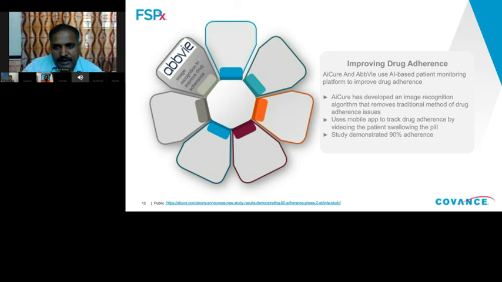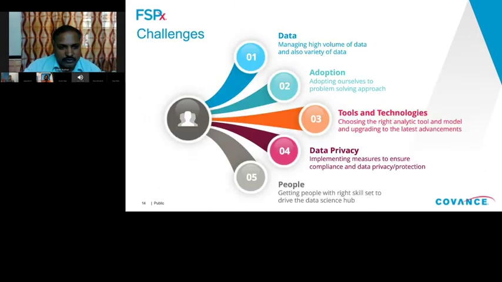Next, there are some challenges also associated with it. When we are going to adopt the technology, it's not smooth sailing. We cannot adopt everything and simply get good results; there are some challenges associated with it.